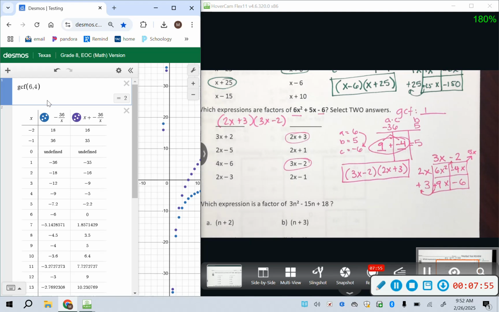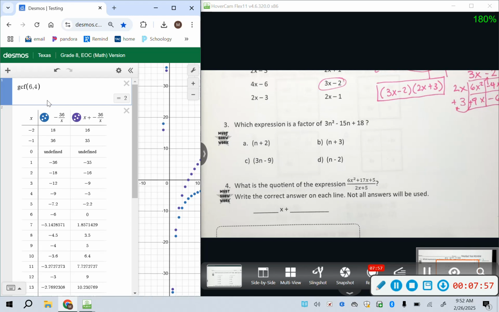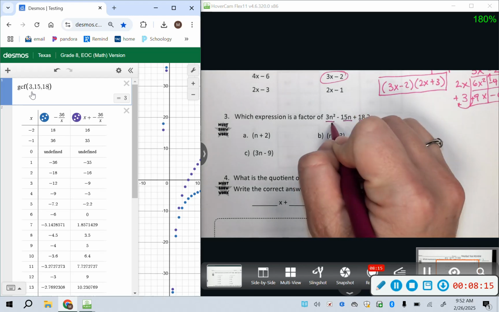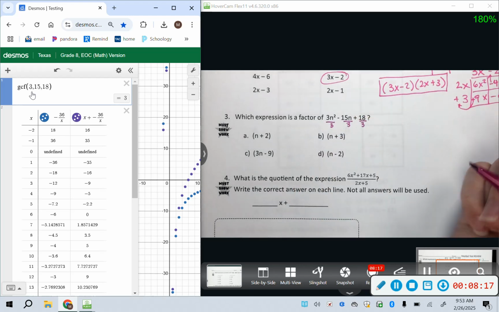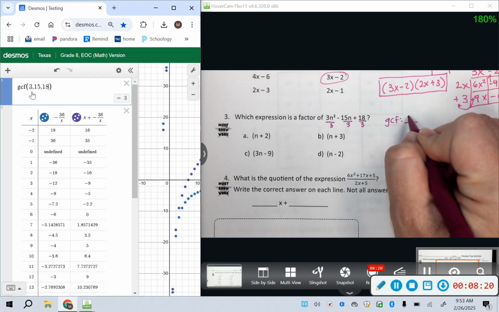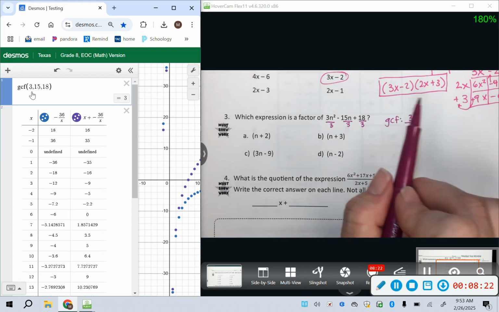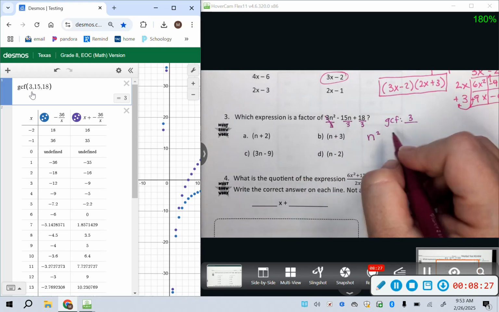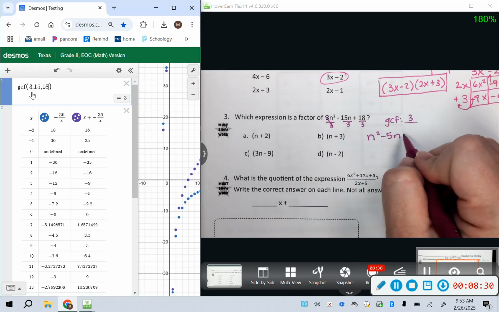Okay, so let's look at number 3. Number 3 says, which expression is a factor of 3n squared minus 15n plus 18? Well, again, first steps first, we have to check for a GCF. So I have 3, 15, 18. And I get 3. Okay, so my GCF is 3, and I have to divide it out. Remember, we're only good to go when it's 1. So I'm left with n squared minus 5n plus 6.